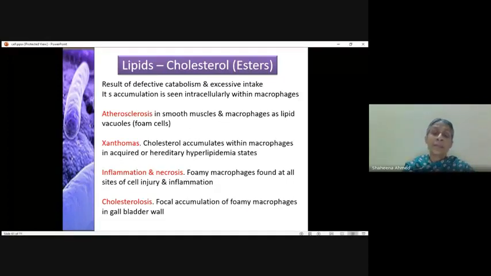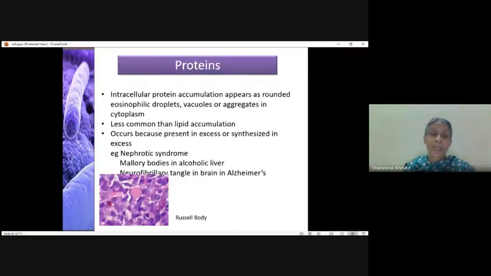Now, lipids, fat can also accumulate in other places like atherosclerosis, that is in the smooth muscles or in the macrophages. Xanthomas accumulate in macrophages which are present in the skin. Then inflammation and necrosis, again, foamy macrophages are found at sites where inflammation and necrosis occur. And cholesterolosis, these are foamy macrophages which are seen in the gallbladder wall.